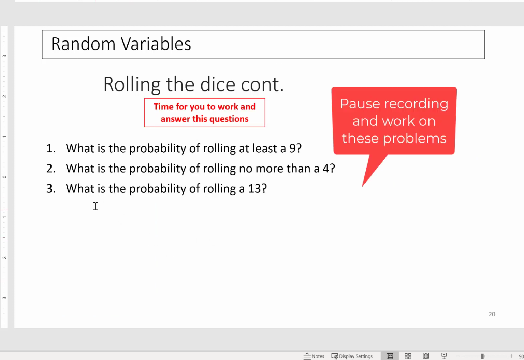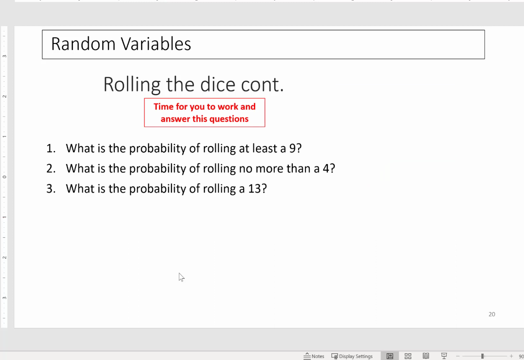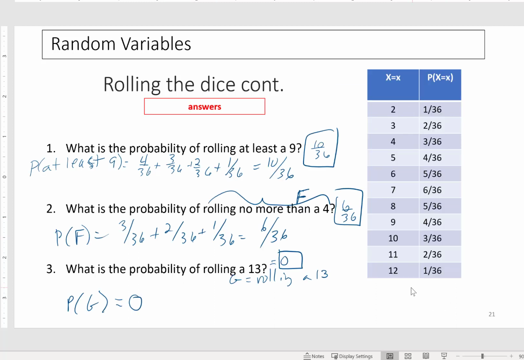I want you to find the probability of rolling at least a 9, the probability of rolling no more than a 4, and the probability of rolling a 13. Well, here we go. Rolling at least a 9, that would mean we'd have to add up all of these, and we get 10 out of 36. Rolling no more than a 4, that means 2, 3, and 4. So I add up these 3, and I get 6 out of 36. What's the probability of 13? Well, that's easy. We can't do it. So the answer to that is 0.